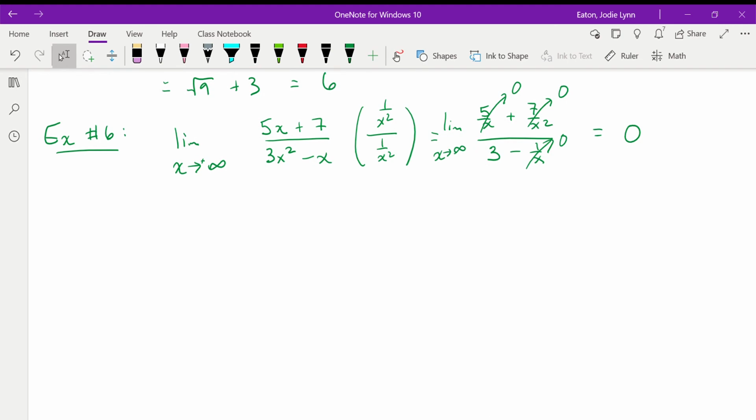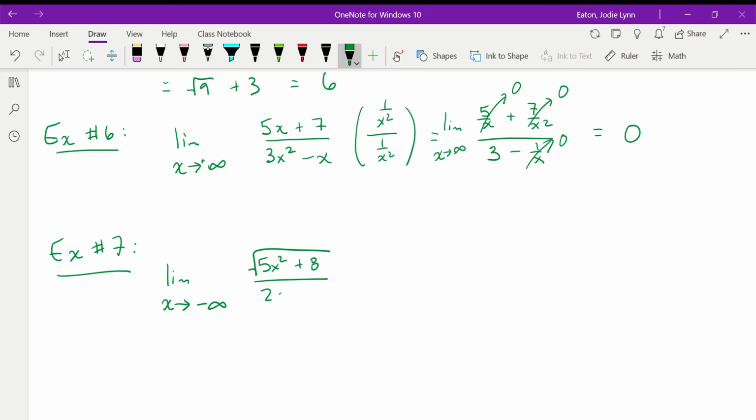Okay, let's do one that's a little more complicated now. What if we had the limit as x approaches negative infinity of radical 5x squared plus 8 over 2x plus 1.